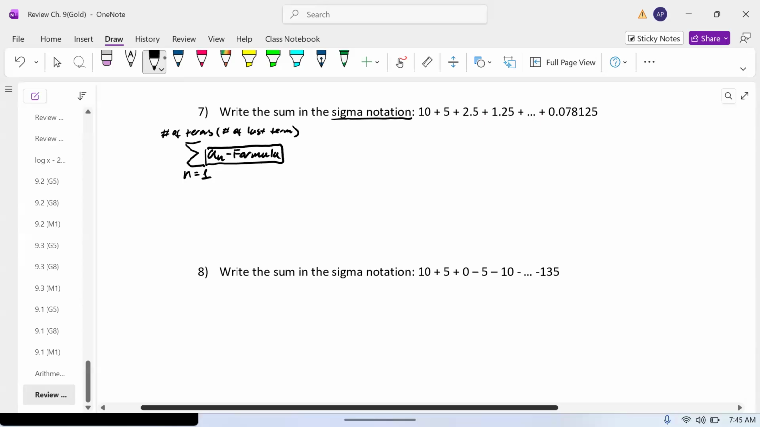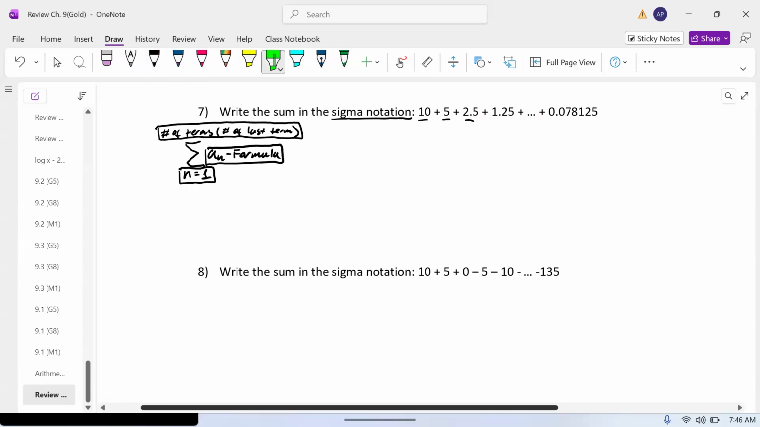Okay, so we have 3 pieces. We have where we start, and we always should start with 1. In the middle goes our a sub n formula, the formula that will produce every single one of these terms. And at the top is the total number of terms, or really the number of the last term. Okay, so those are the 3 pieces.